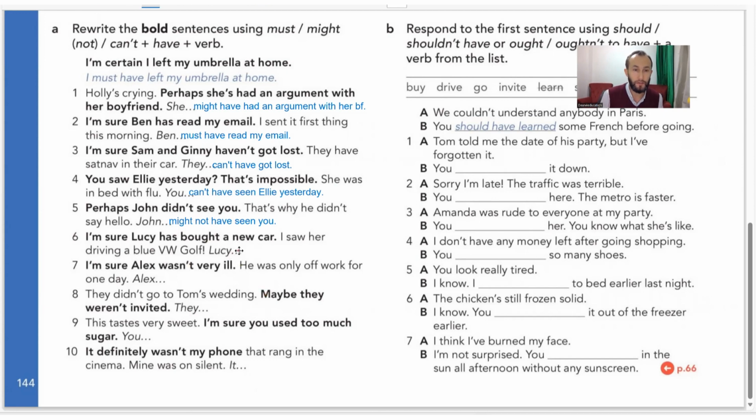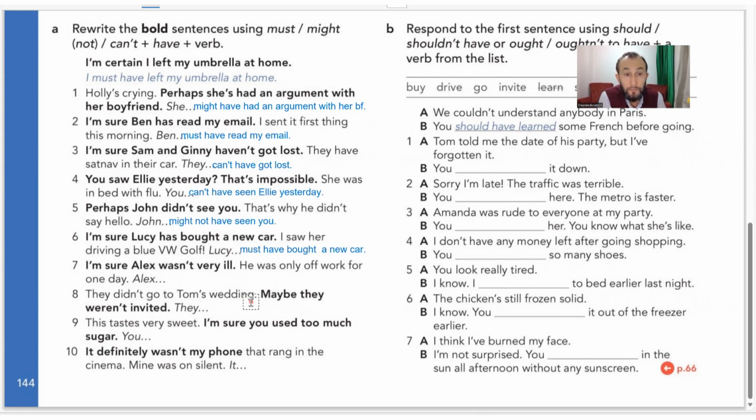Sadaqat? Six. Lucy must have bought a new car. Lucy must have bought. You see? Must have bought. So we need to work on pronunciation as well, like must have bought. English people, they never say it that way, must have bought. Okay? So must have bought a new car.